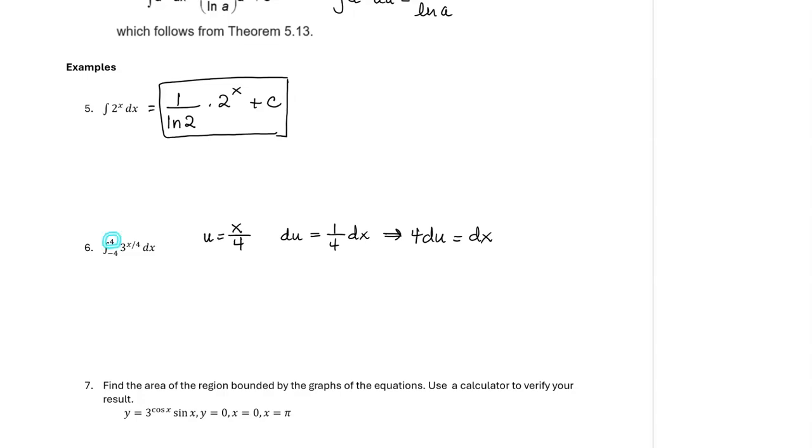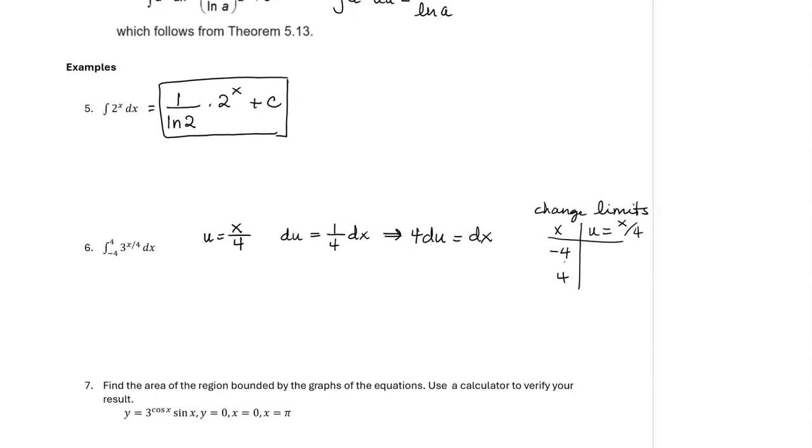This is a definite integral with limits on there, so I'm going to take some time to change those x limits into u limits. And I'm going to do that by plugging in the x values of -4 and 4 into u, which is equal to x divided by 4.